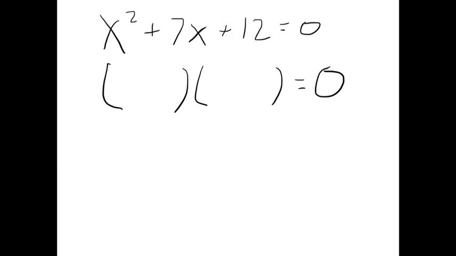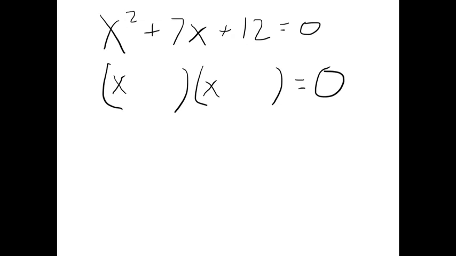So we make two parentheses, two sets of parentheses. This is how I always start these. And since this is an x squared here, we know that when we use the distributive property, we're going to want to use x times x to get that x squared. And then we want two numbers that when we multiply together we get 12. But which two numbers? Because there's more than one possibility.